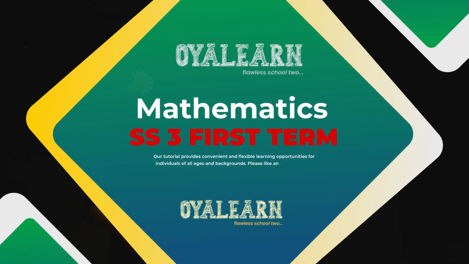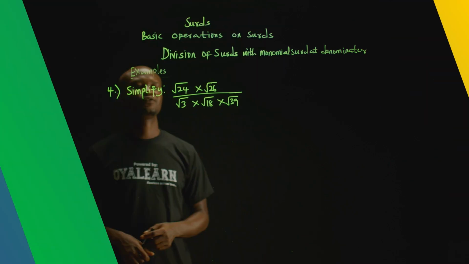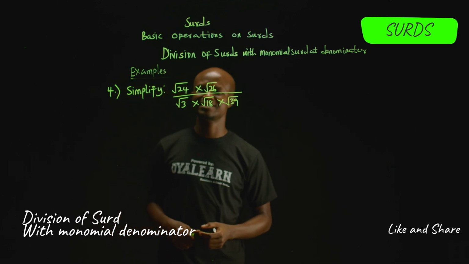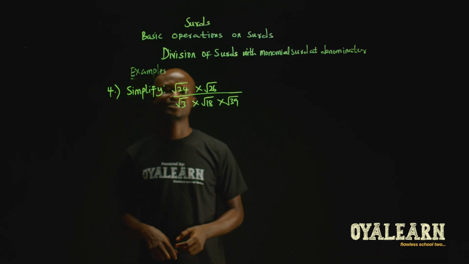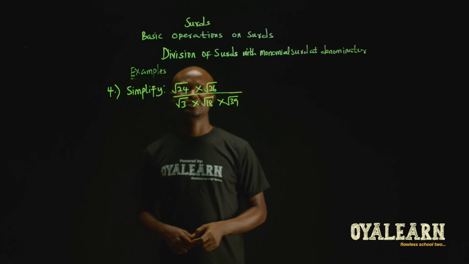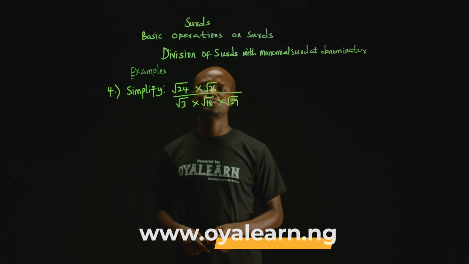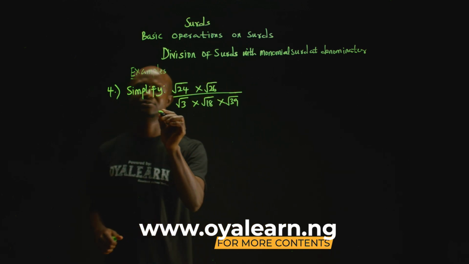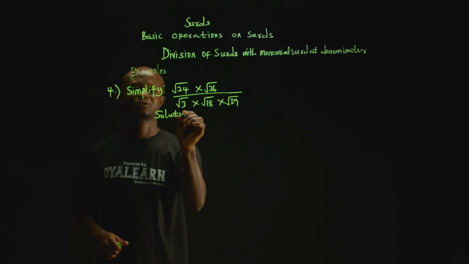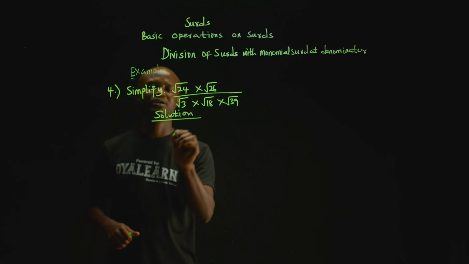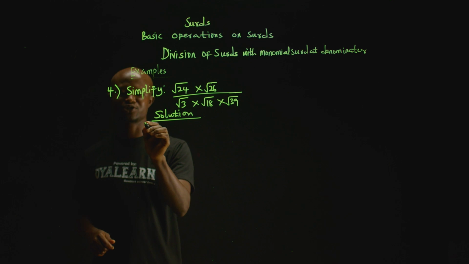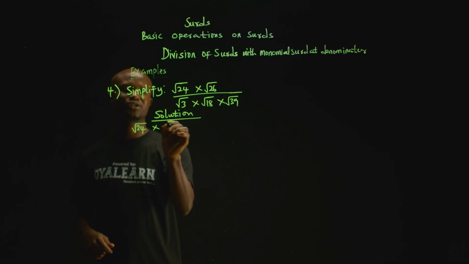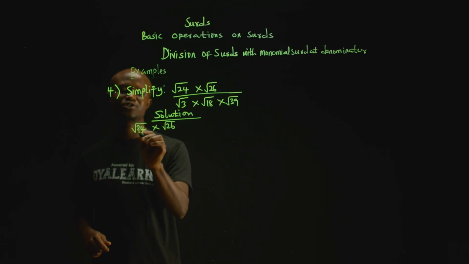Simplify the product of root 24 and root 26 divided by root 3, times root 18 times root 39. Solution. Now, looking at the numerator first before we consider the denominator.